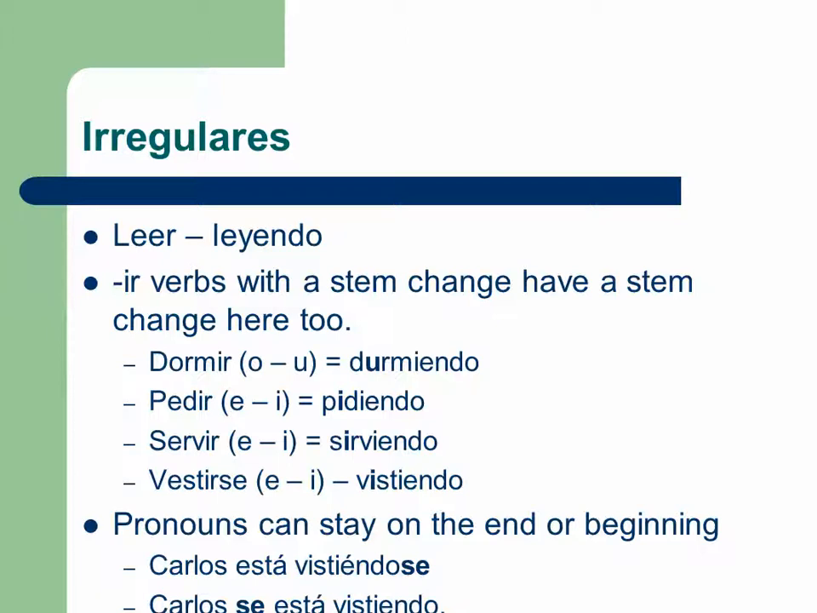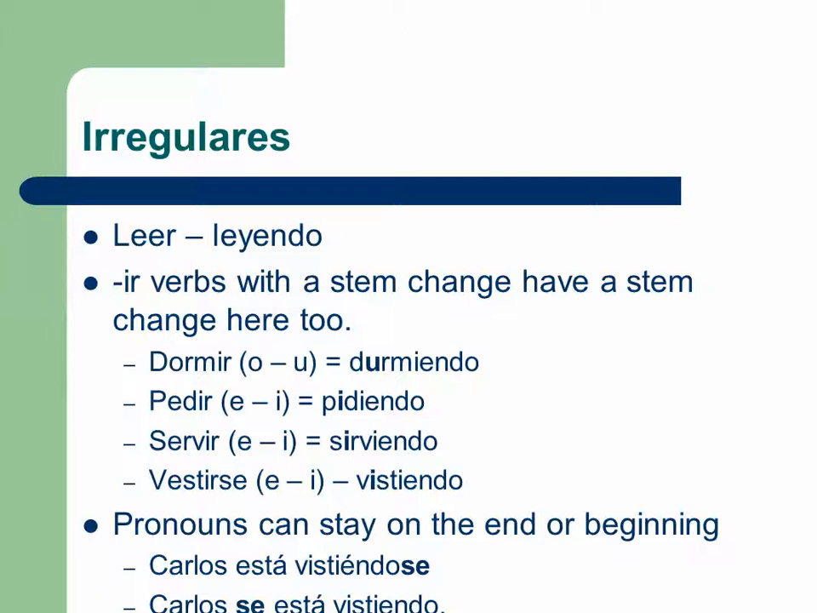And so any verb with an IR ending, as we mentioned on the last page, that has a stem change in the regular form also has a stem change here. So for example, dormir is an O to U, so it's durmiendo. Pedir, servir, pidiendo, sirviendo, vistiendo.